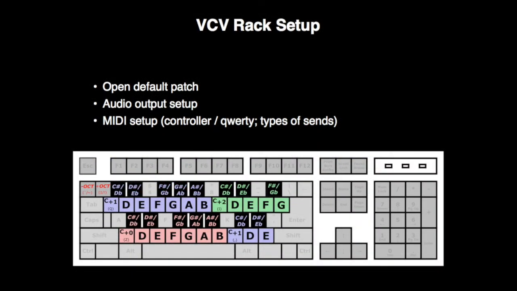So you can see on the slide here how the QWERTY keyboard is set up, how the bottom row of keys produces the white keys on the keyboard, and the second from the bottom produces the black keys. Then the next two rows do the same thing. And then in the top left, the tilde key and the one key will change the octaves that you're able to produce. So even if you don't have a MIDI controller at home, you can use the computer keyboard to play pitches in VCV Rack.